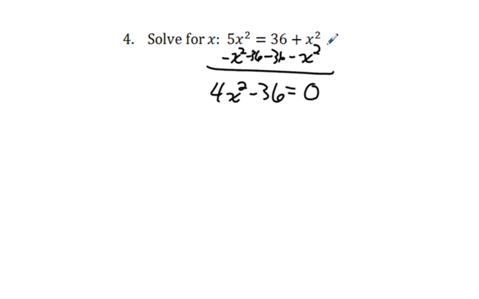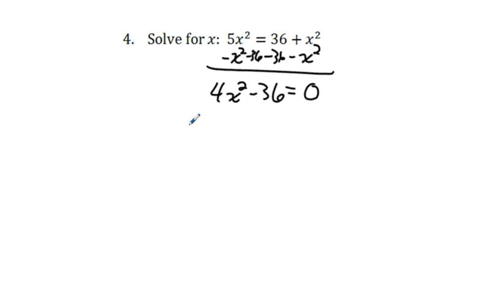Okay, now you could use the quadratic formula on this one. I know I said I was going to use it on all of them. It's perfectly fine. Your a value is 4. Your b value, since there's no x, is 0. And your c value is negative 36. But a lot of students will recognize that, hey, there's a GCF here that I can factor out. Or you can say that you have DOTS, difference of two squares.